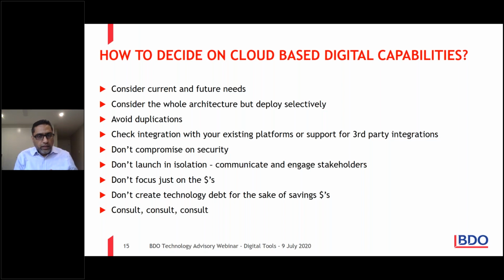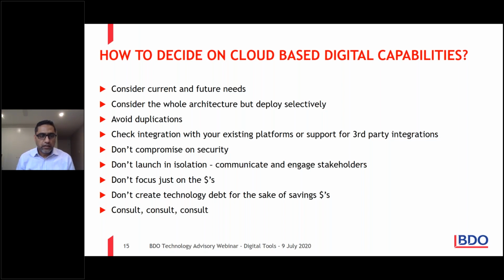But along with that, we also suggest our clients that deploy selectively. So don't go big bang. The risk associated with those type of engagements and adoption is very high. So while you take the whole of architecture view when deciding as to what capabilities to bring in, when you are implementing or deploying them, do it selectively and progressively.